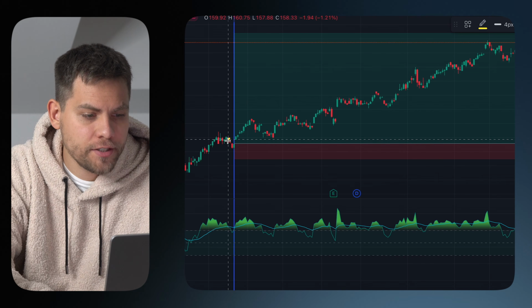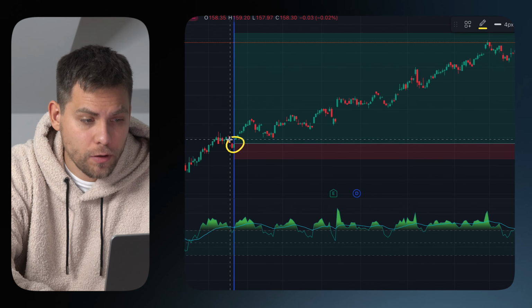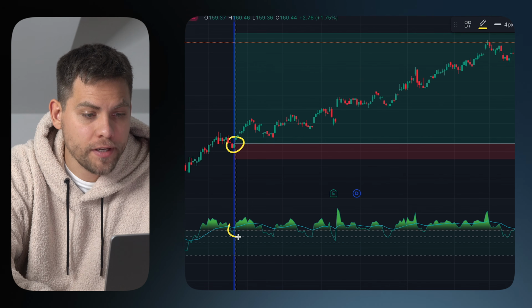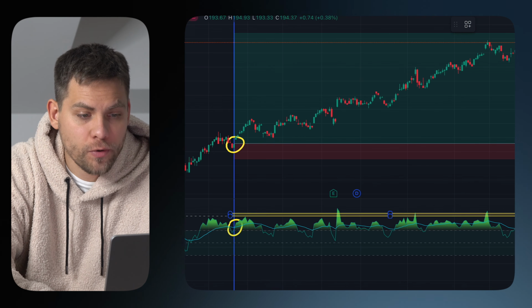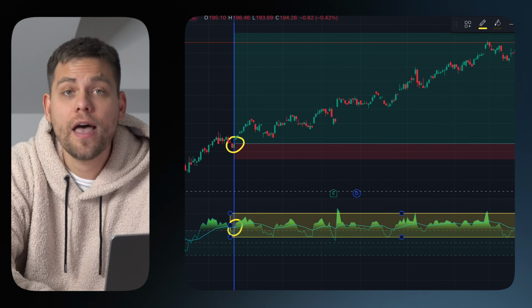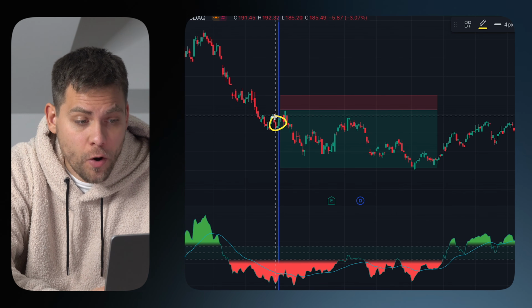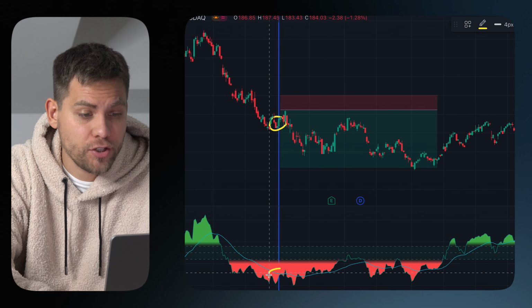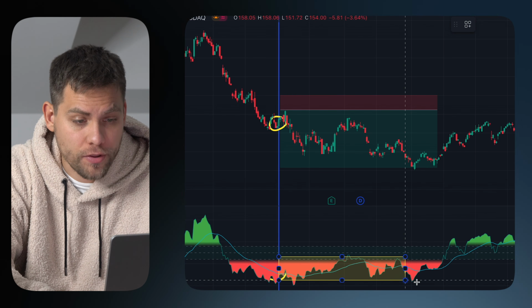The strategy based on RTI is pretty simple. When RTI crosses over its moving average and is also in the overbought zone, it's a buy signal. And when RTI crosses under its moving average and is also in the oversold zone, it's a sell signal. So let me introduce the next two indicators.